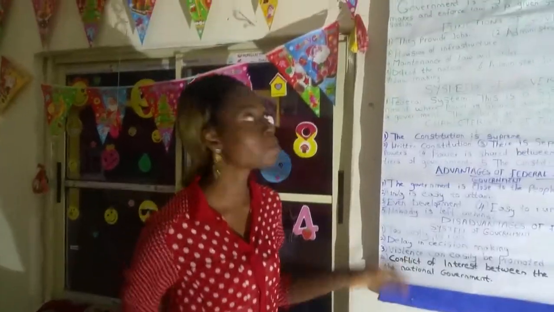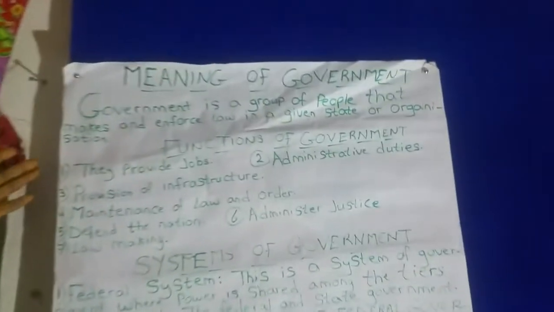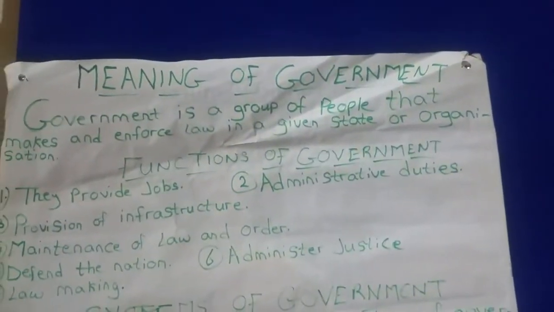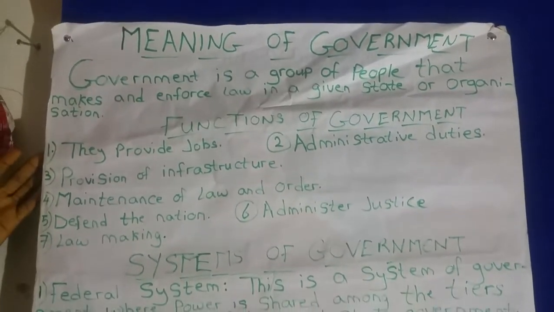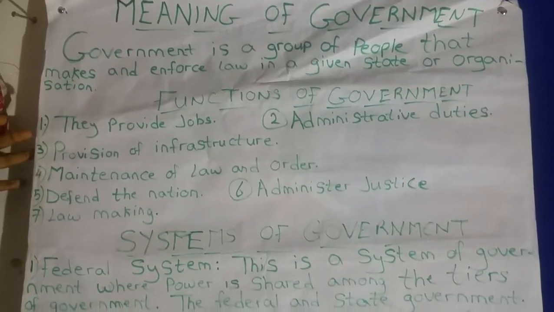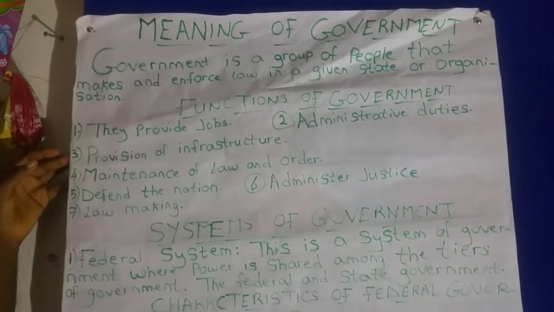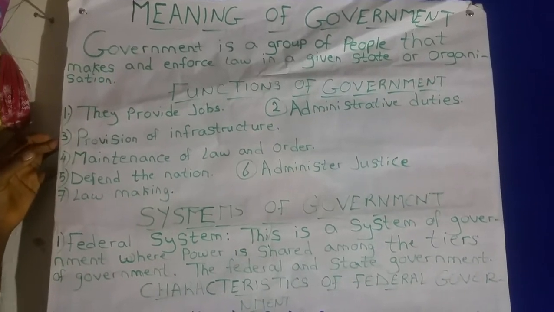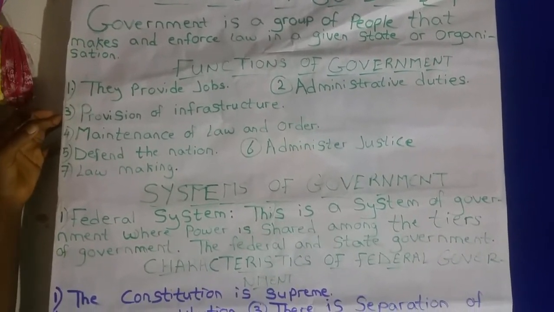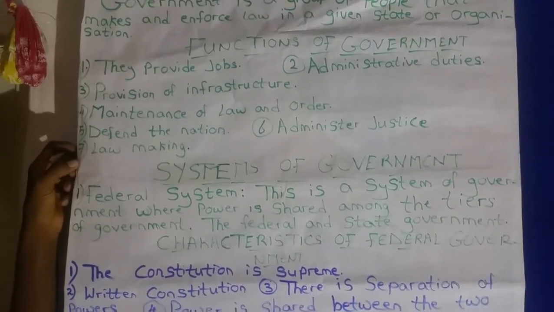Okay, our topic still remains government. Here we learn about the meaning of government, which is a group of people that makes and enforces law in a given state or organization. We also talk about the functions of government. Number 1, they provide jobs. Number 2, administrative duties. Number 3, provision of infrastructure. Number 4, maintenance of law and order. 5, defense of the nation. 6, administer justice. 7, lawmaking.